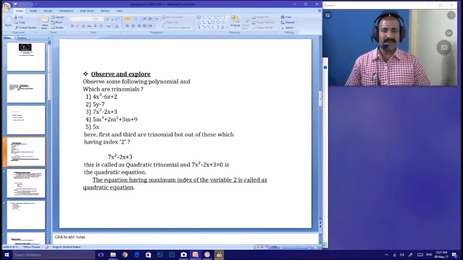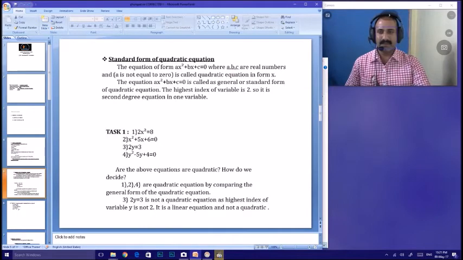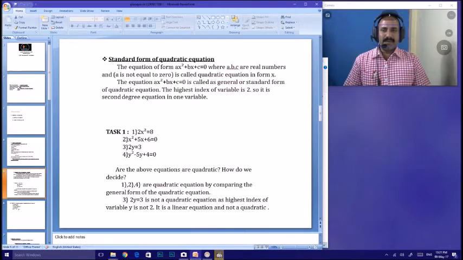This is called the quadratic trinomial, and we can write the quadratic equation 7x square minus 2x plus 3 equals 0. Such a type of equation having the maximum index of variable 2 is called a quadratic equation. That means the power or index is 2. Now we are going to the standard form of the quadratic equation.